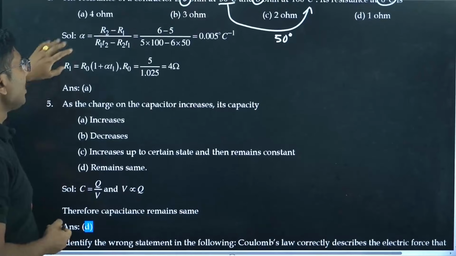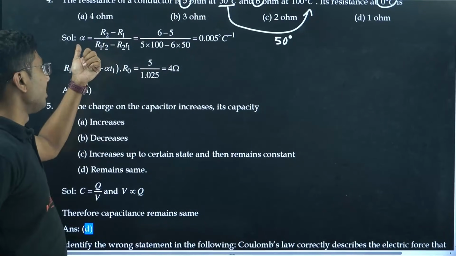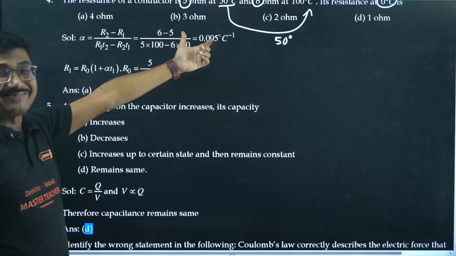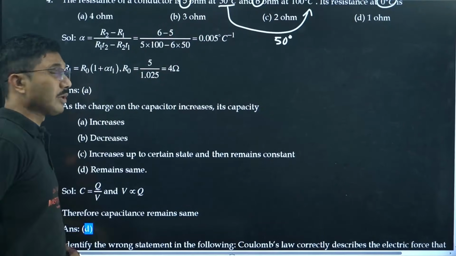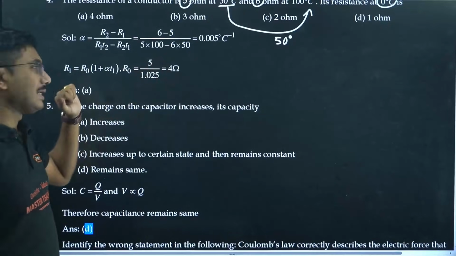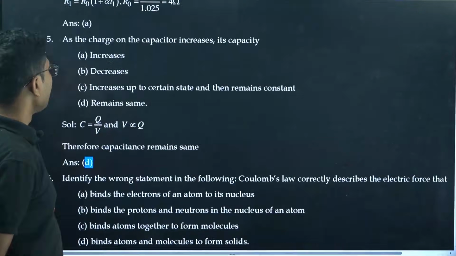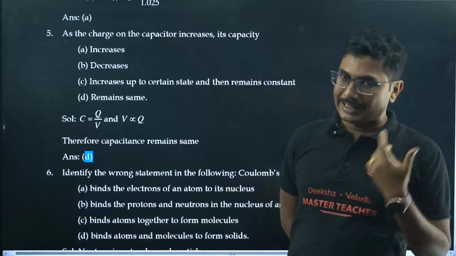If you want to use mathematics, you first have to calculate the temperature coefficient of resistivity, and then you have to use the formula R naught (1 plus alpha T), and then you can calculate R naught. That is the mathematical answer. So there is always a shortcut method, and sometimes there is a mathematical method.